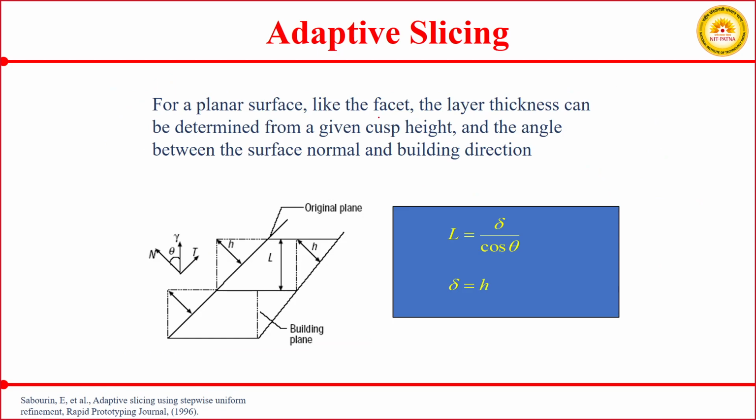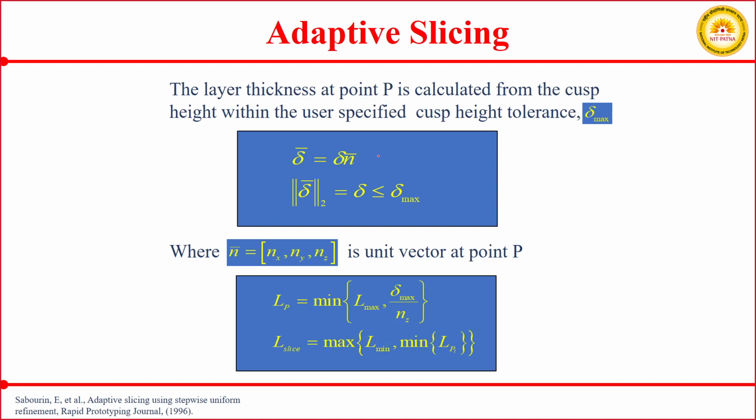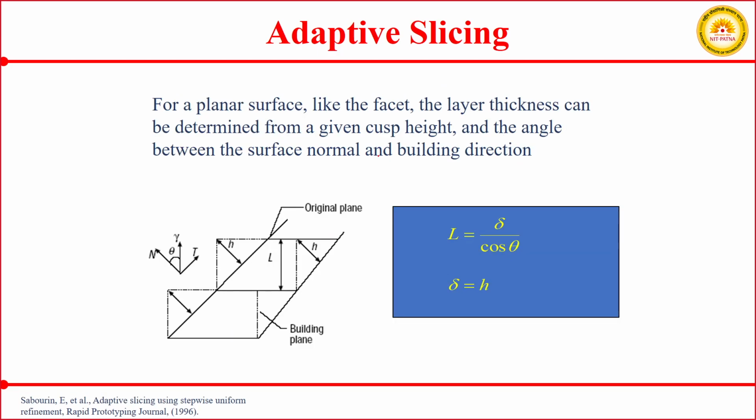Okay, so let us move ahead. Here we can see, suppose this is our original plane, the ideal surface which is supposed to be printed. Then this is your previously printed layer which is printed on it. Then you are printing another layer, a second layer, on it.